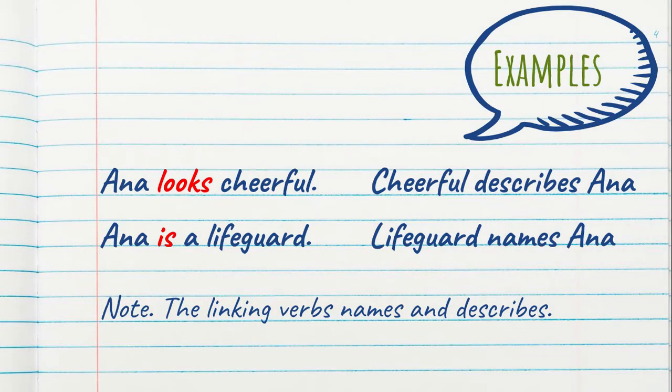Copy that in your notebook. Let's read these examples, okay? Anna looks cheerful. The linking verb is looks, and the linking verb helps us to describe how Anna feels or looks. Cheerful, okay? Now let's read the second example. Anna is a lifeguard. Now the linking verb is. And is connecting two words, Anna and lifeguard. So it's naming Anna as a lifeguard. Okay, we have a note right there. Linking verbs name and describe, okay? Pay attention. Copy that in your notebook.